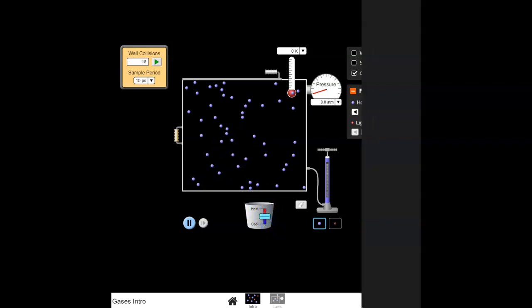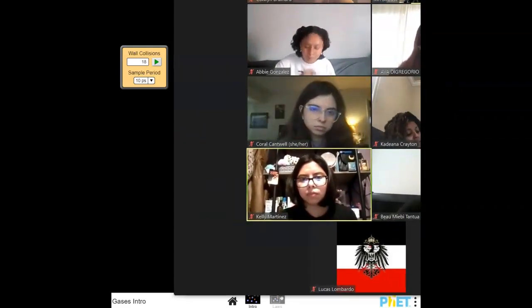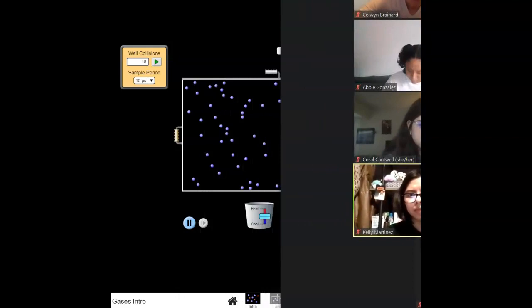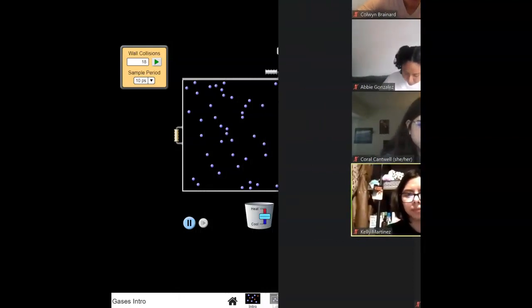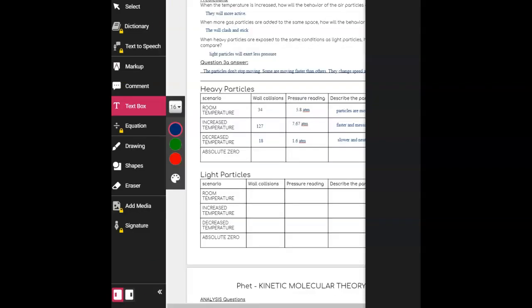Why? Because theoretically, if particles go to 0 Kelvin and they stop moving, they will have 0 volume. But matter cannot have 0 volume. By definition, matter has mass and takes up space. So it cannot have 0 volume. It has volume. So now we're going to describe what's happening at absolute zero.